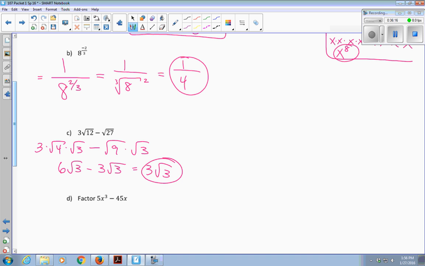It's not root 2, it's just 2, because the square root of 4 is 2. So 3 times 2 gives you 6. And then this root 9 becomes a 3.